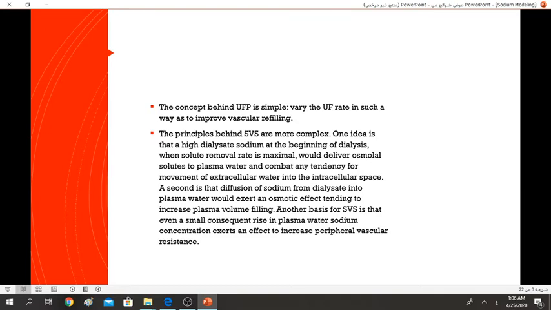The second is that diffusion of sodium from dialysate into plasma water would exert an osmotic effect, tending to increase plasma volume filling. Another basis for sodium variation system is that even a small consequent rise in plasma water sodium concentration exerts an effect to increase peripheral vascular resistance.